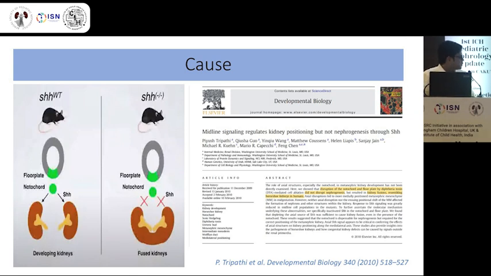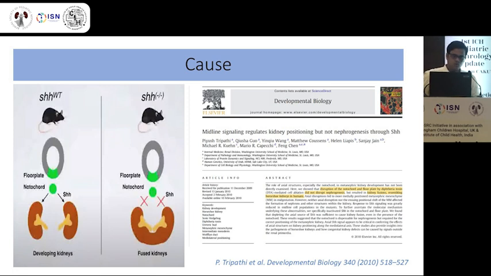Another problem with the horseshoe kidney is that the kidney is malrotated, not fully rotated. Also, the ureter passes over the isthmus and is placed anteriorly. So there is a high chance of obstruction and urinary stasis, and all this leads to urinary tract infection and stone formation.